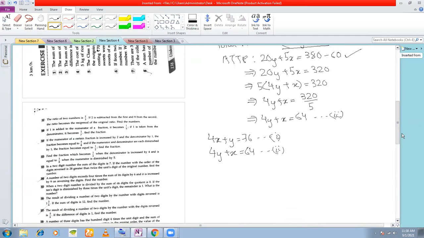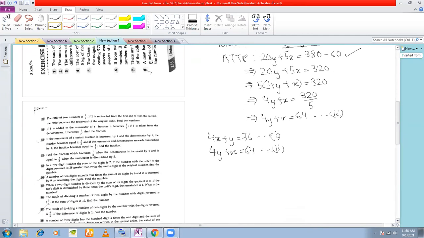Thank you, sir. Okay. So now these two are the equations. Which method should you use to solve it? You see that the coefficient of y here is 1. You can use either method actually. If you see the coefficient of x here is 4 and the coefficient of x here is 1. Okay, let's solve by substitution method. So from 1, y is equal to 76 minus 4x. Putting in 2.